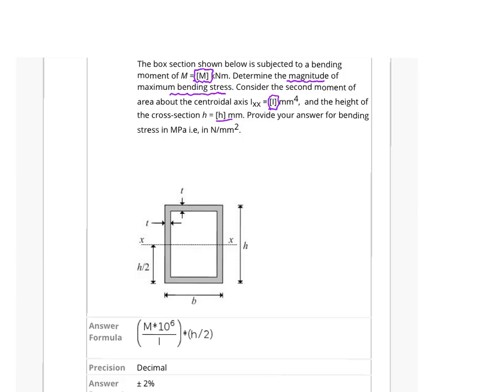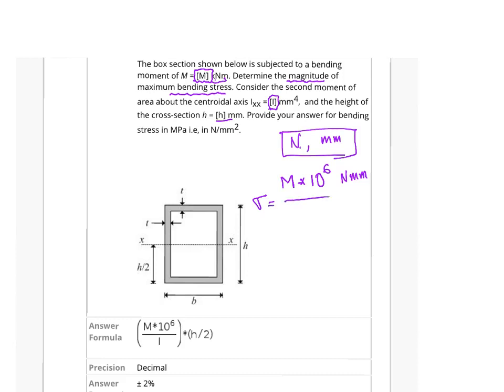If you do all the calculation in Newton and millimeter, then you will get the answer in MPa, or Newton per millimeter squared. So first I will convert the moment, which is given in kilonewton meter, by 10 to the power 6. Because 10 to the power 3 converts from kilonewton to Newton, and another 10 to the power 3 converts from meter to millimeter. So this moment needs to be converted into Newton millimeter. And what is the formula for bending stress?